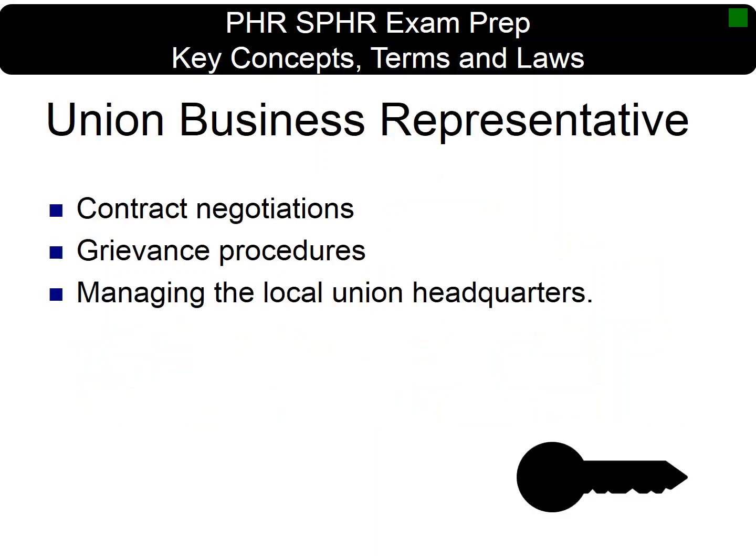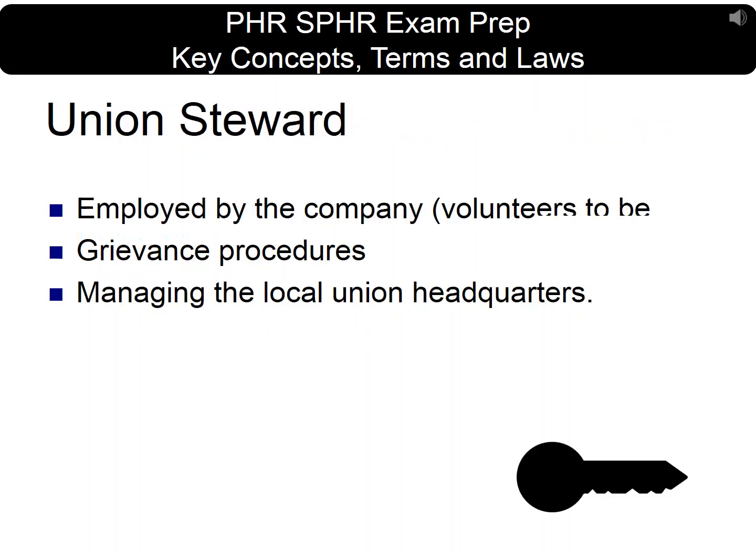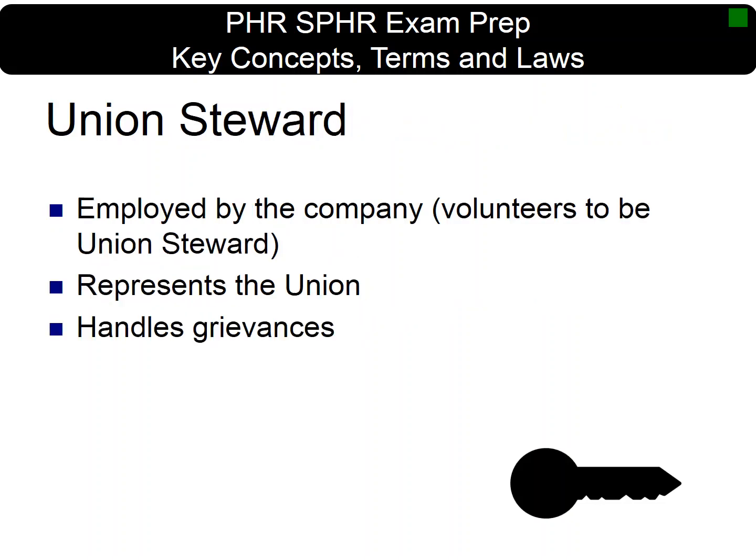The union business representative performs a crucial role for the local union in contract negotiations, grievance proceedings, and in managing the local union headquarters. The business representative is usually a paid position by the local union. The union steward is normally an employee of the company that represents the union at the company. Contacting the union steward is the first step an employee takes if they have a grievance. The union steward helps to reconcile the grievance at the company level before filing a formal complaint.